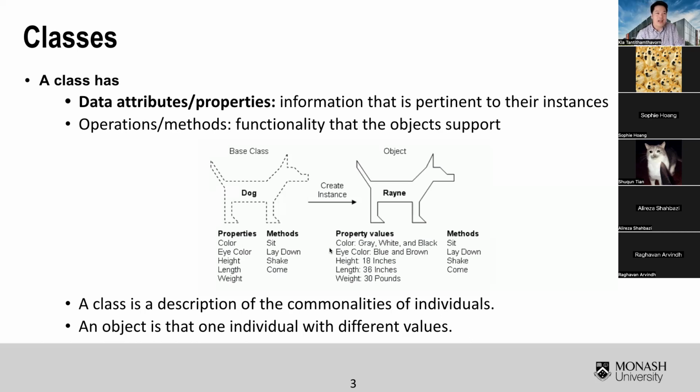Okay, sure. So the class attributes, we talk about the properties and the information that are related to that class. Operation, we talk about the functionality or the behavior of that object, right? And a class is just the commonalities of the individuals, but an object is the one individual with different values. That's the difference between the class and the object.